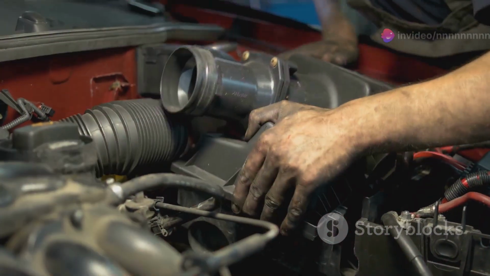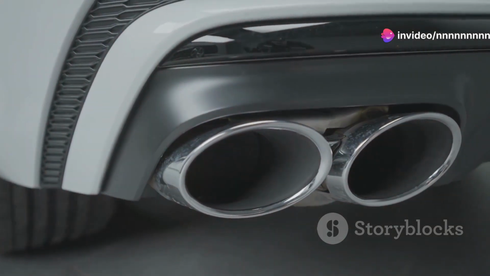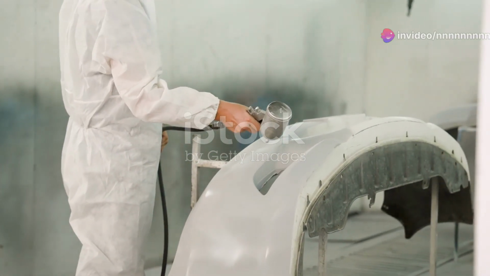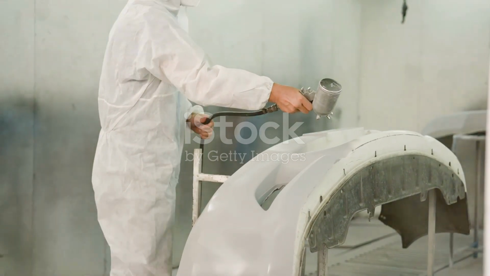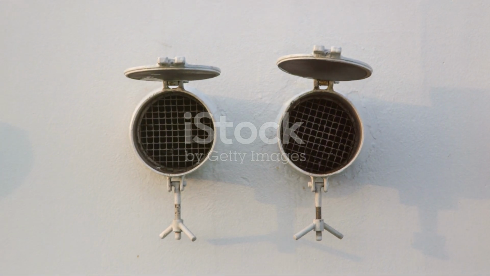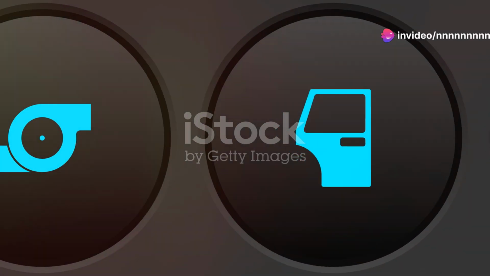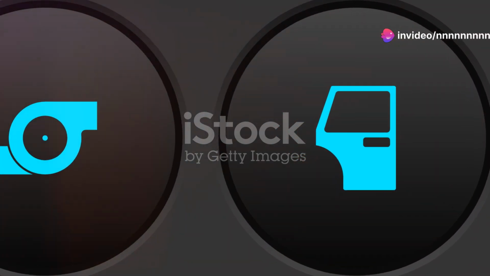The intake system delivers air to the engine, while the exhaust system expels the burnt gases. The design of these systems influences the engine's breathing and volumetric efficiency. The intake system may include an air filter, intake manifold, and throttle body. The exhaust system consists of an exhaust manifold, catalytic converter, and muffler.